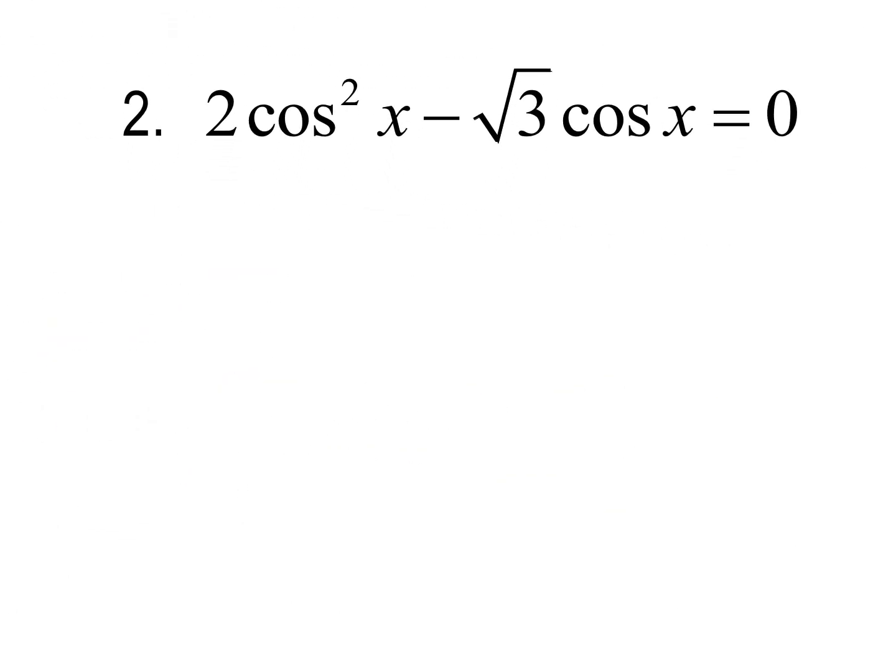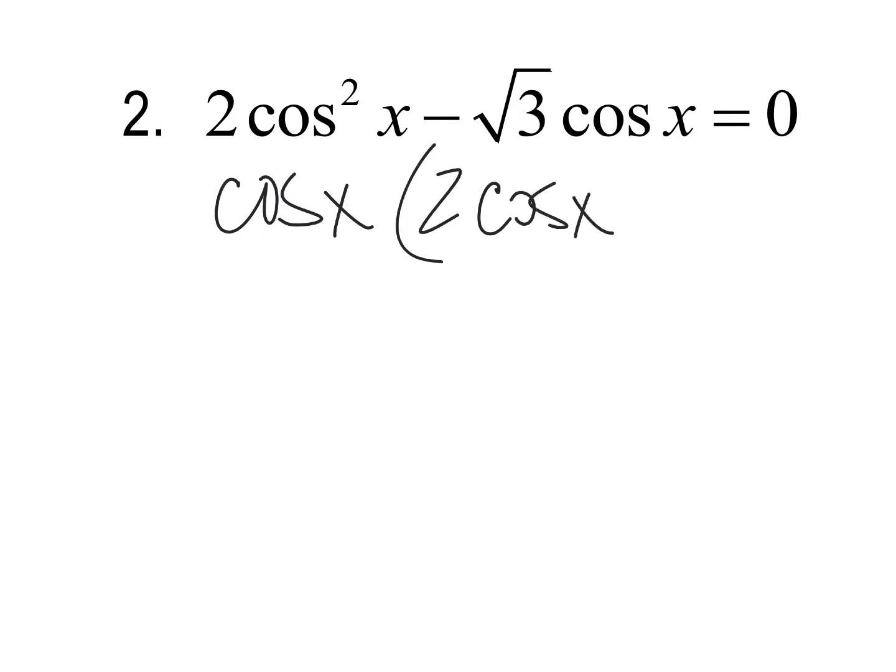Number 2, so remember all the strategies we have for factoring. The first thing I notice when I see this problem is that both terms have a cosine in them. So what I'm going to do is factor out a cosine of x and just see if that helps me solve it. That leaves 2 cosine of x minus radical 3 equals 0. And so I'm going to have two different equations now to solve for x. One of them is to set cosine of x equal to 0. The other one is to set the parentheses equal to 0. So that's going to be my two different equations.